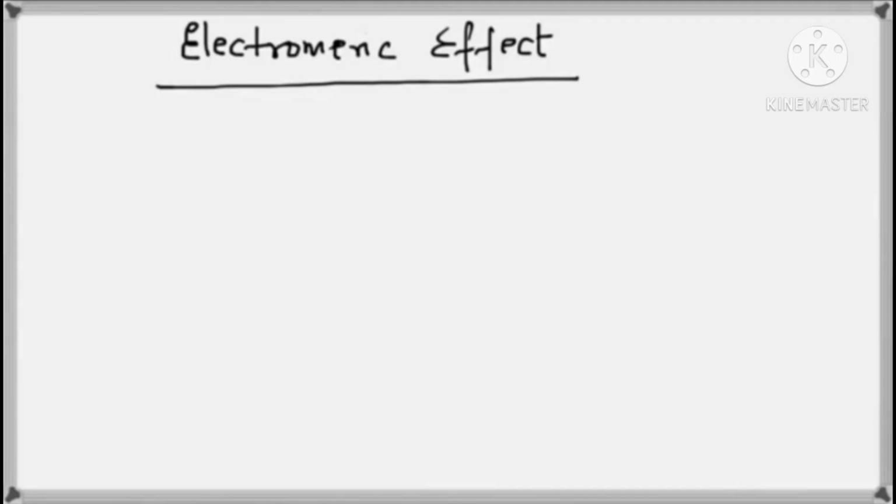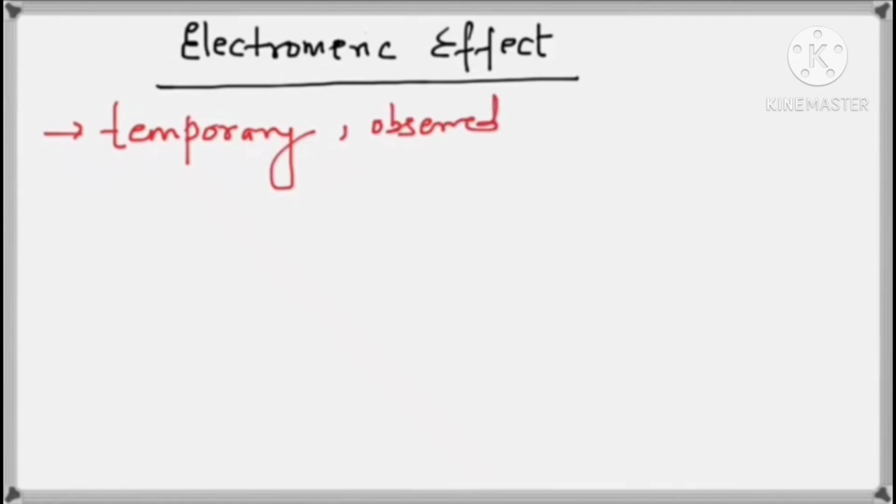Hi guys, in the previous video we talked about the inductive effect. Let's now talk about the second electronic effect in organic chemistry, and that is the electromeric effect. The first thing to note is that this effect is temporary. What this means is that it is observed only during reactions. On the contrary, the inductive effect, which we saw earlier, was a permanent effect, which means that it was always present whether the molecule was reacting or not.